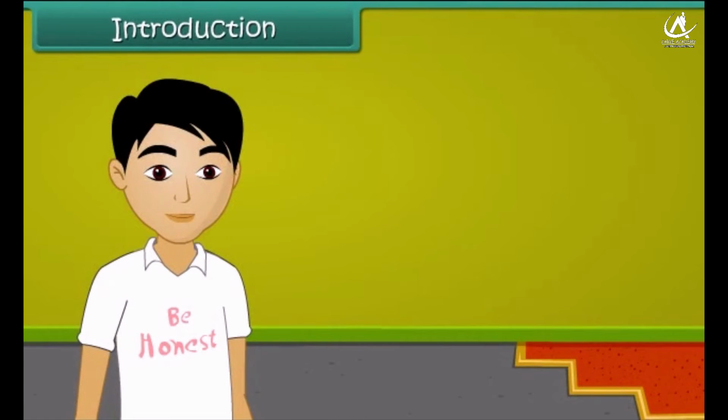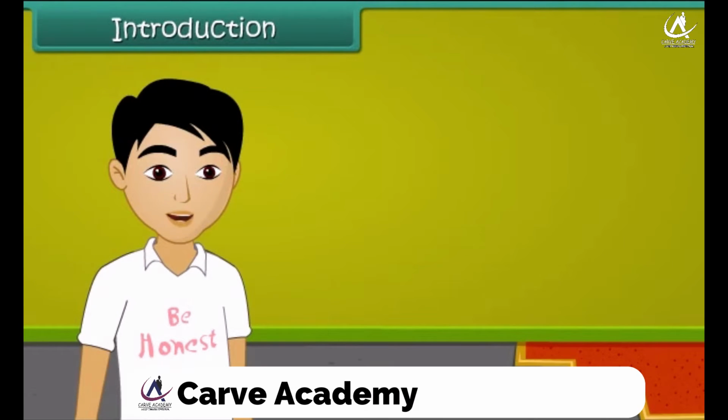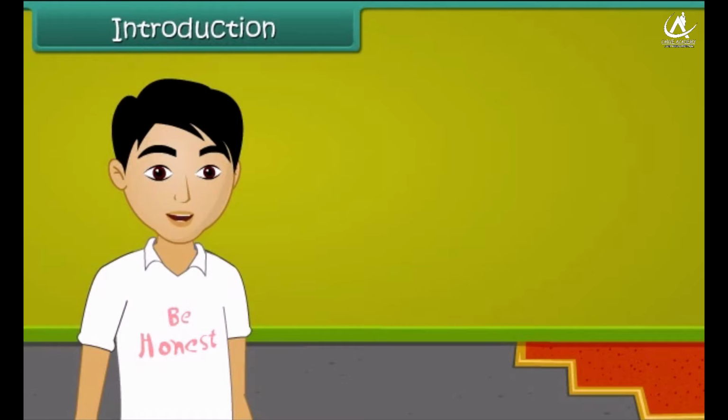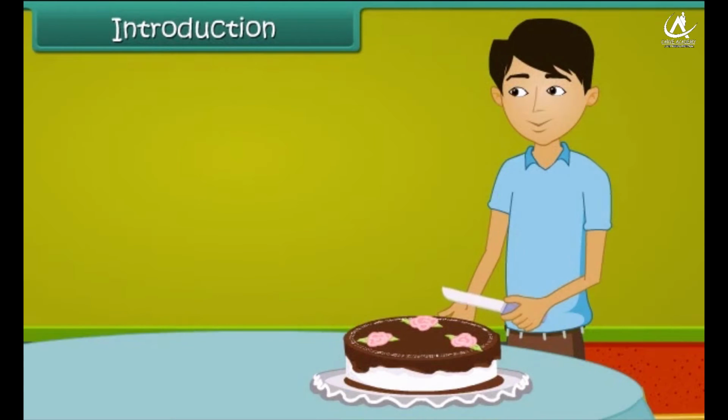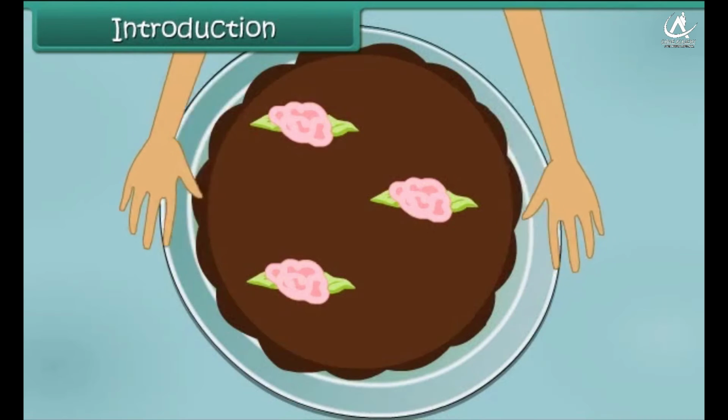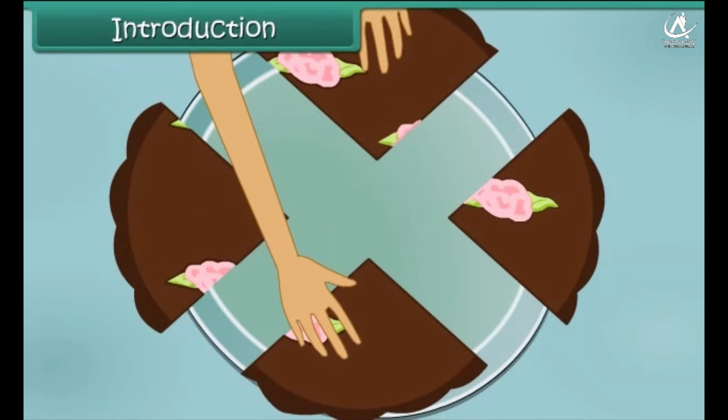Introduction. Hello students. Sharing is a good virtue. Sharing teaches us about fractions. We use fractions while dividing a food item like cake or chocolate. In this lesson, we will learn about fractions.